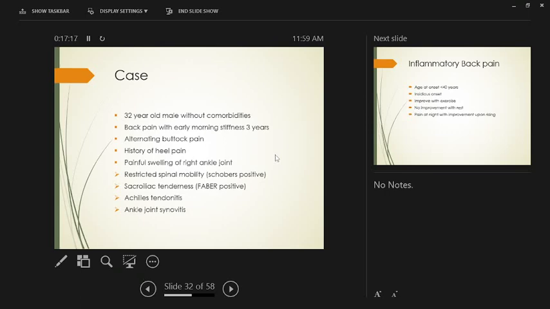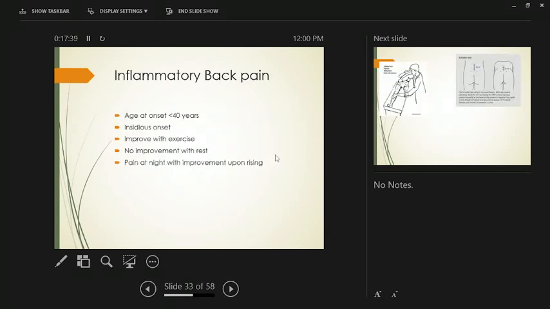The next case is a 32-year-old male without comorbidities, presenting with back pain with early morning stiffness of 3 years duration. He's also complaining of alternating buttock pain, and there's a history of heel pain and painful swelling of the right ankle joint. On examination, there is restricted spinal mobility and sacroiliac tenderness. He also has Achilles tendinitis and ankle joint synovitis.